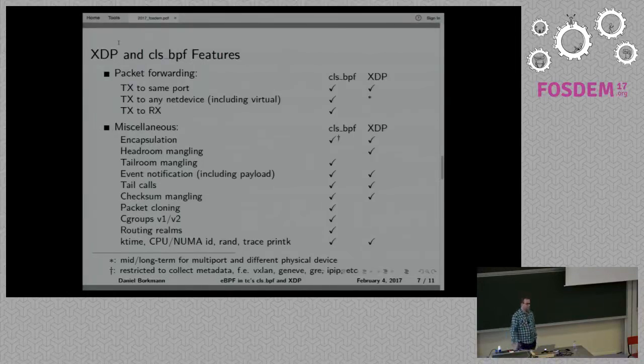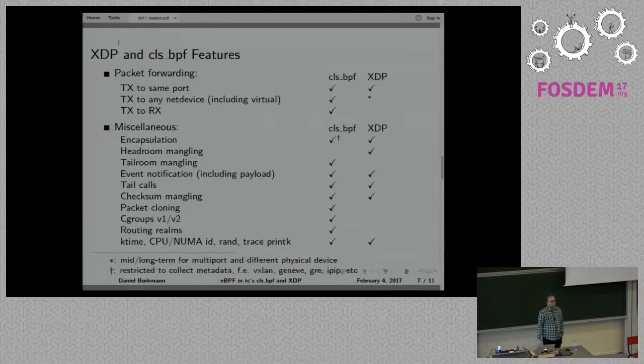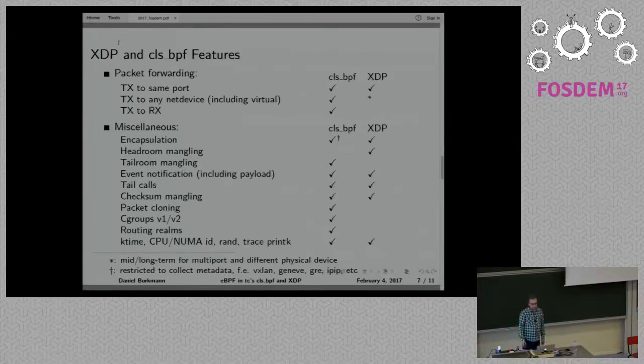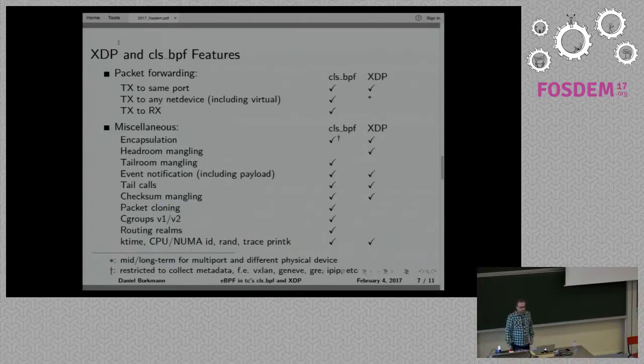But there's work in progress to also support multi-port TX, or TX through a different net device that also supports XDP. That will come in the future, but currently the same port is still useful because, for example, in the load balancing use case with direct server return, your load balancer that runs XDP gets the packet in, rewrites various parts and pushes it out again, but the reply packets, since it's direct server return, go a different path. So it's still very useful to do that.